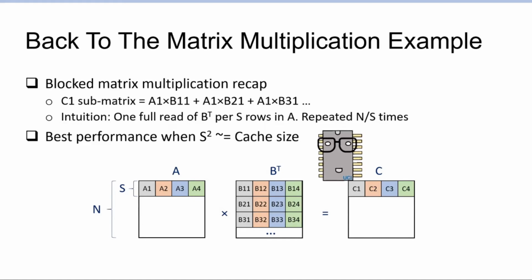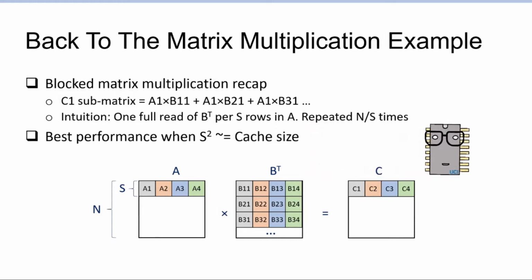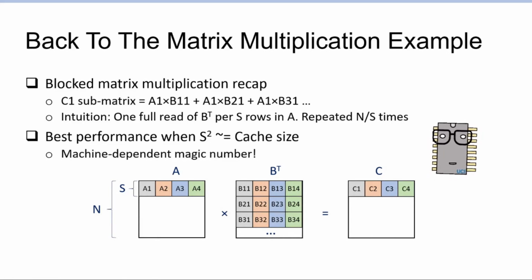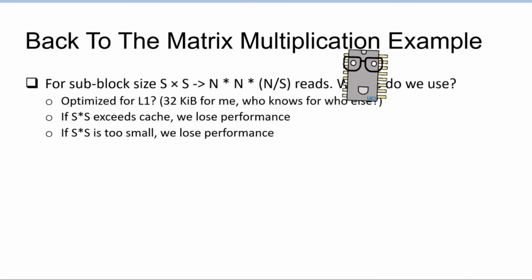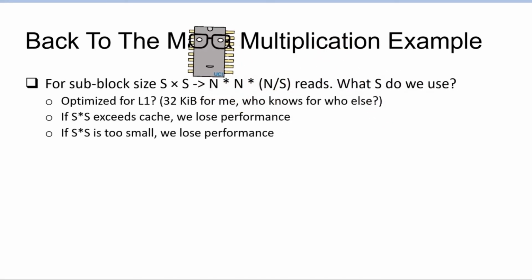The best performance we can get from this blocked matrix-matrix multiplication comes when the size of S pretty much matches the size of the cache that we have on the system. Because S is either the width or the height of the sub-block, when S squared is kind of the size of the cache, we would get the best performance. And S is a machine-dependent magic number, pretty much. For subblocks of size S by S, we need to do N multiplied by N divided by S reads for matrix B from memory. The question is, what S do we use?